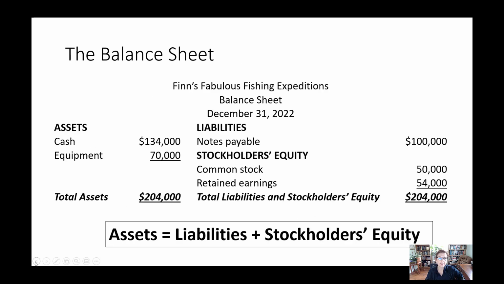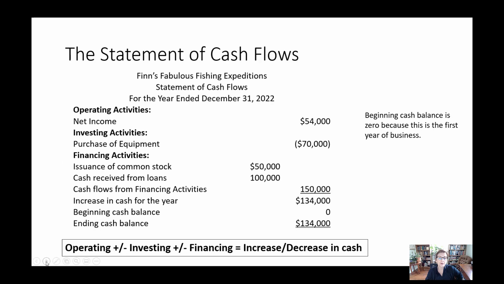So let's go back a second. Here's our ending cash balance on our balance sheet, $134,000. Well, where did that come from? This tells you the answer. Well, where did we get cash from? Where did we spend it, right? And so that's how those two financial statements tie together, okay?